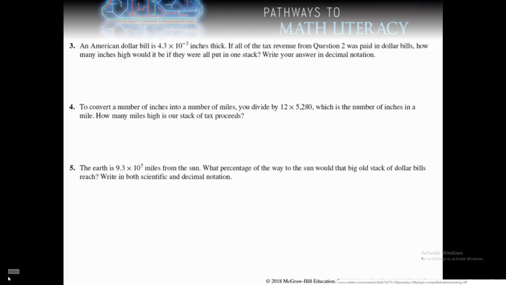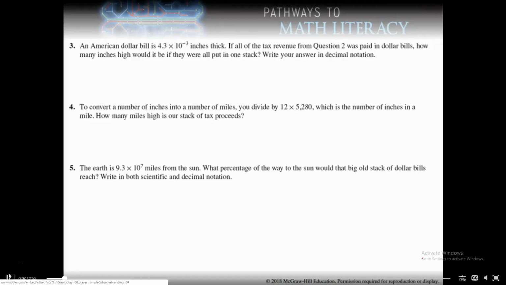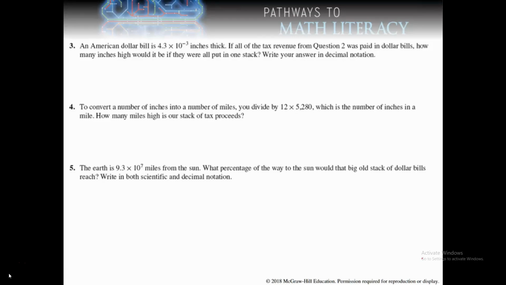In question 3, an American dollar bill is 4.3 times 10 to the negative 3rd inches thick. If all the tax revenue from question 2 was paid in dollar bills, how many inches high would a stack be? So we know from question 2 that the tax revenue was $1.35 trillion, or 1.35 times 10 to the 12th. And so if we're going to have that many dollar bills and each one is 4.3 times 10 to the negative third inches thick, we need to multiply those together.